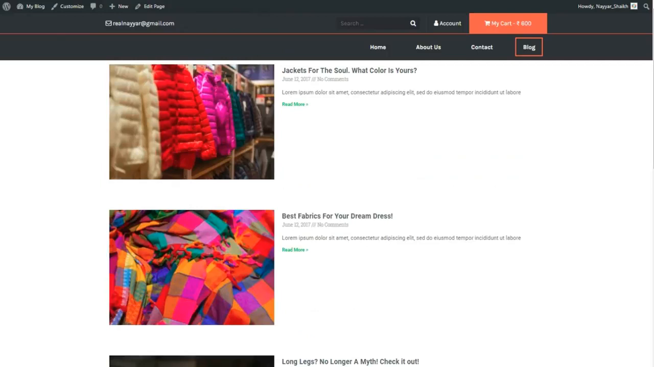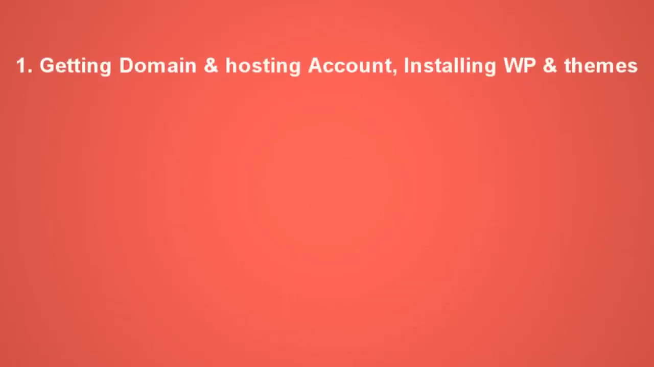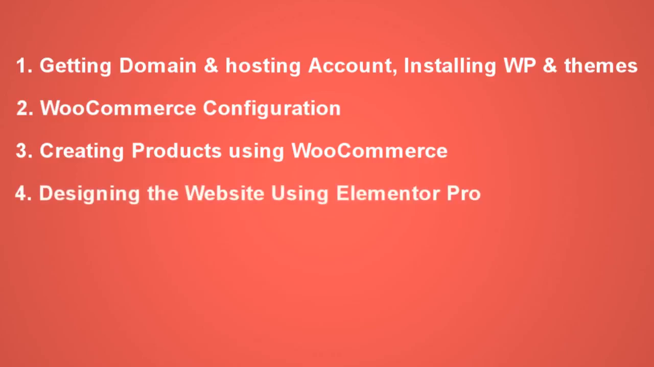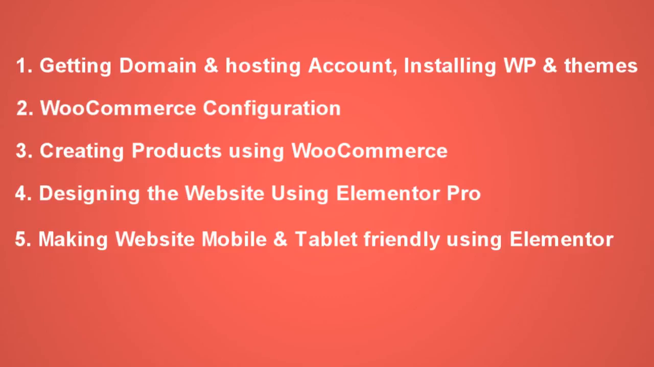Alright guys, so this was a very short demo of the website which we have created. I have divided this video into 5 different sections. In the first section, we'll see some basic things like getting a domain name, a hosting account, how to install WordPress themes and plugins. In the second section, we'll see all the WooCommerce settings, how to create coupons and so on. In the third section, we'll see how to create products using the WooCommerce plugin. In the fourth section, we'll see how to design the website. So every design which you see, the menu, everything over here, we'll see that in the fourth section. And in the last section, we'll see how to make this website mobile friendly, tablet friendly.